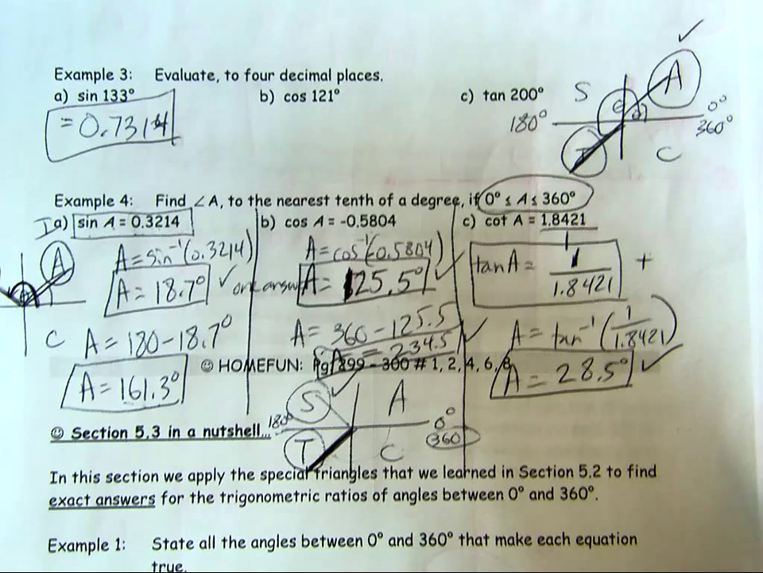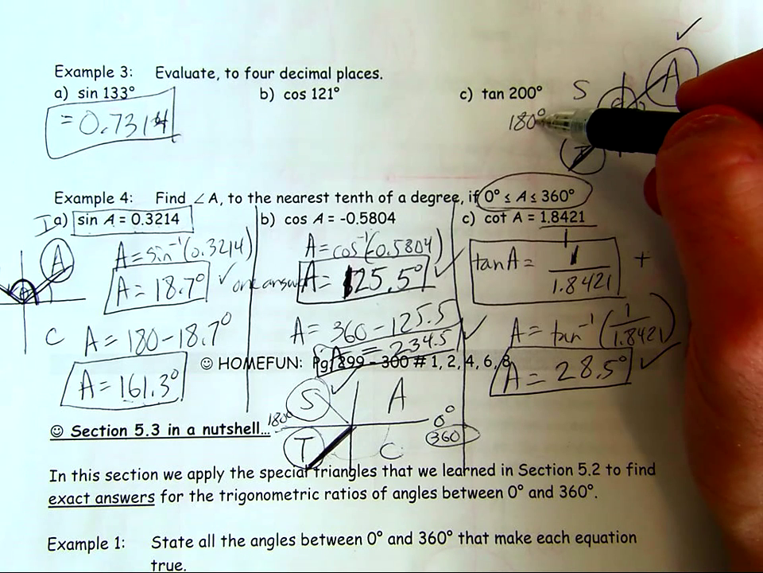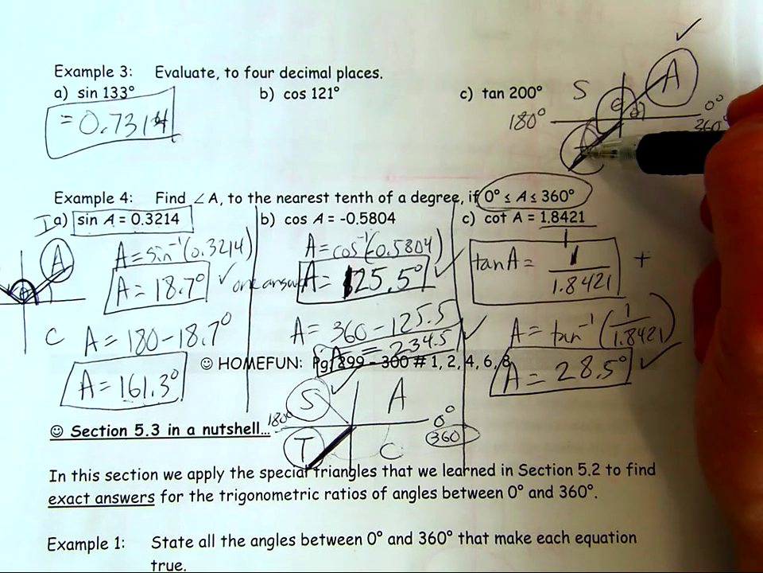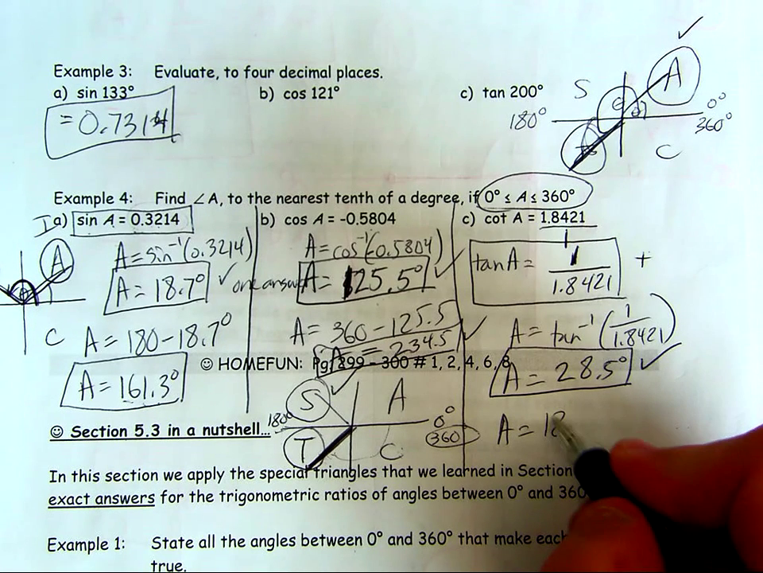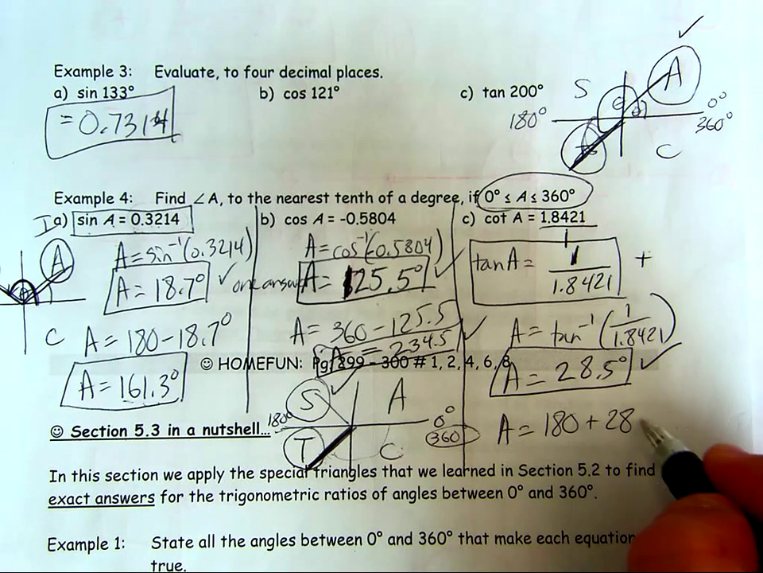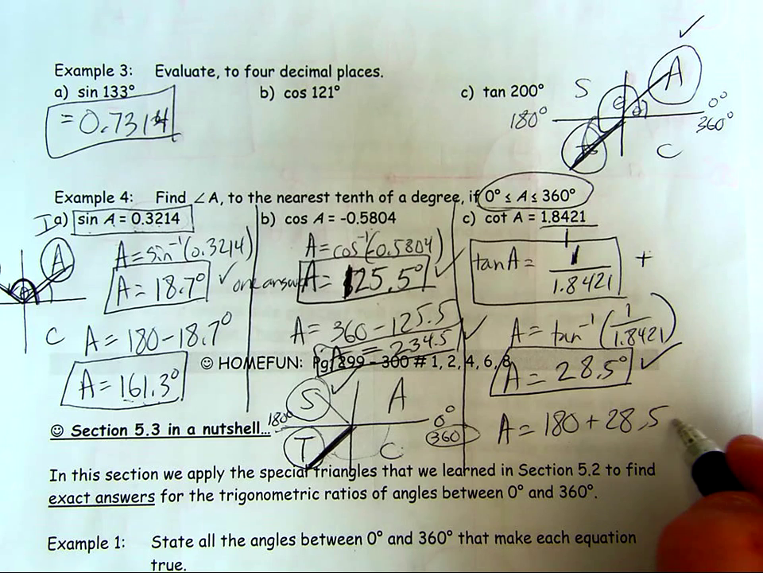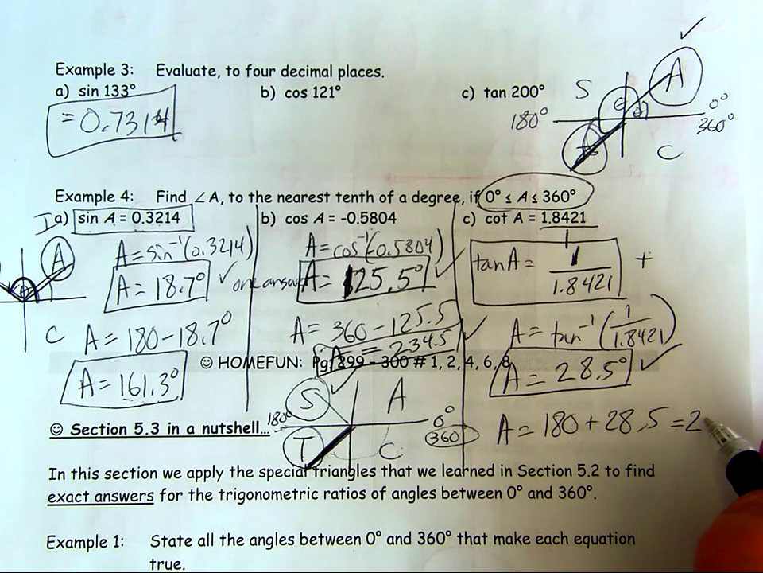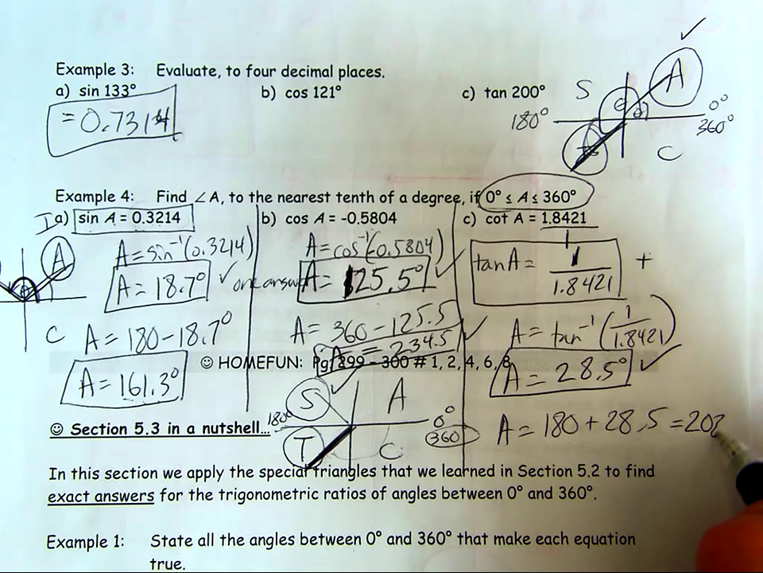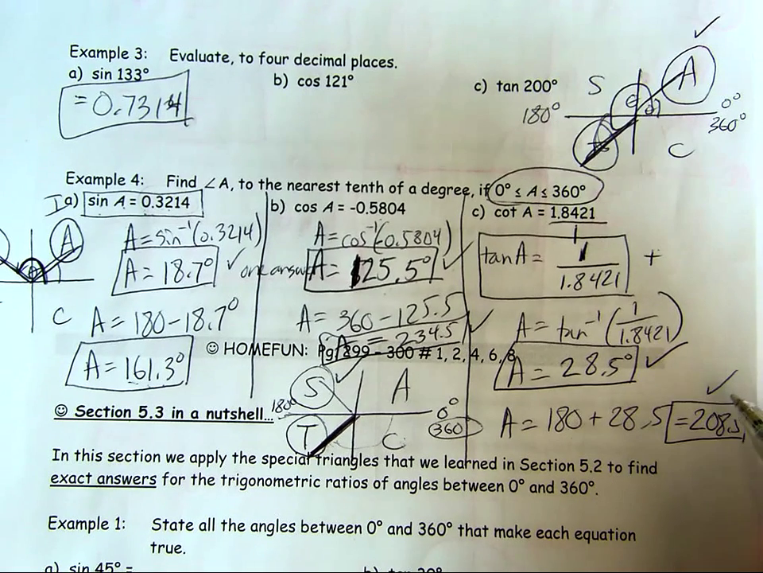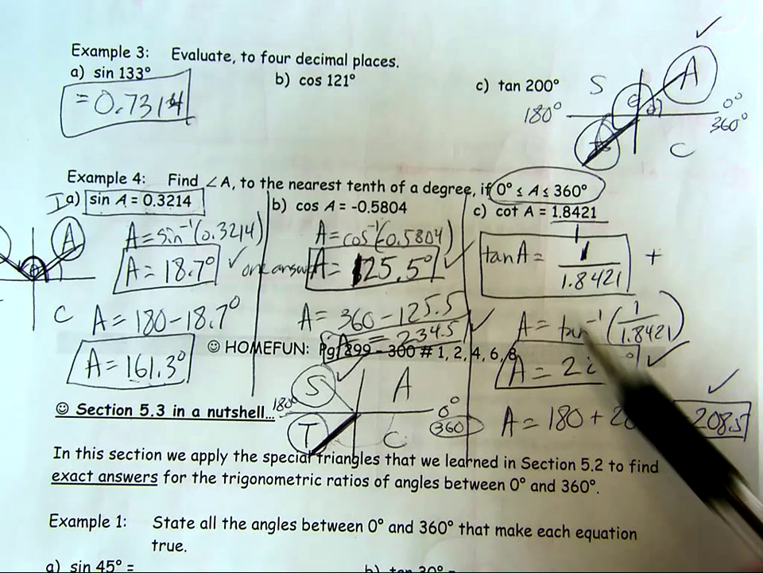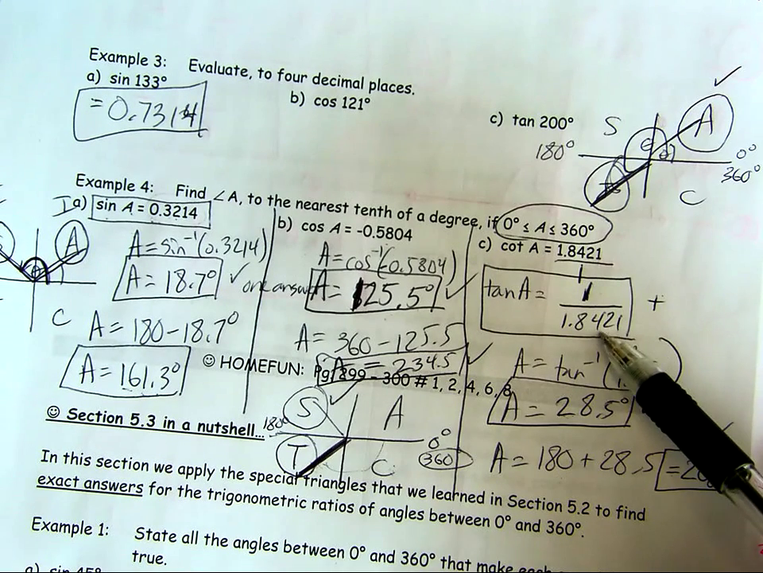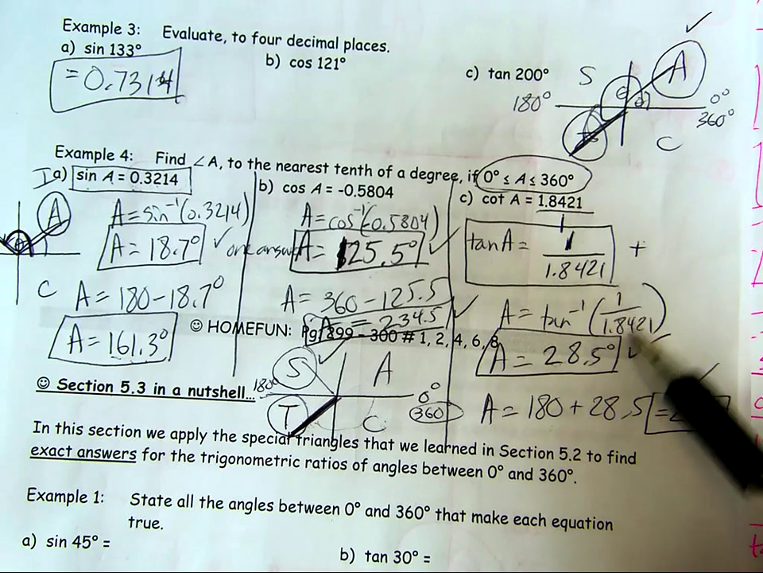In order to end up in quadrant 3, I can take 180 and add 28.5 to it. That will allow me to be in quadrant 3. So 180 plus 28.5, that will give me 208.5. So this is my second answer. Again, if I plugged in tan of 28.5, it's going to give me this number, whatever that number is. And if I did tan of 208.5, it will also give that number.